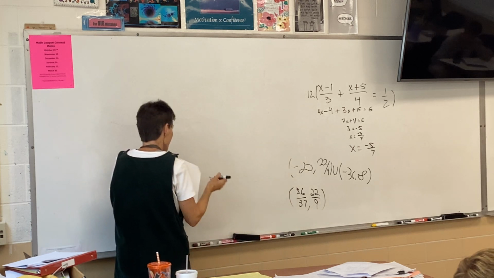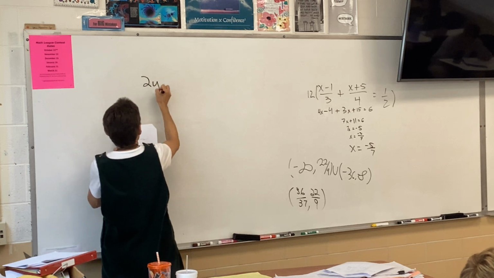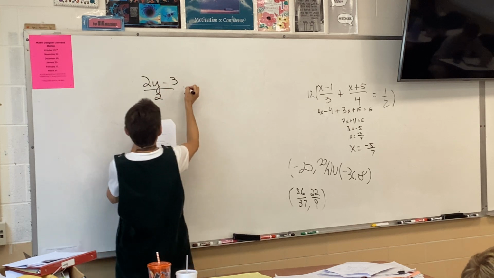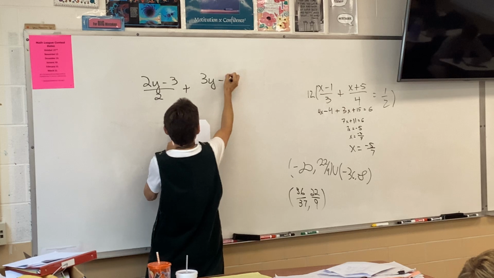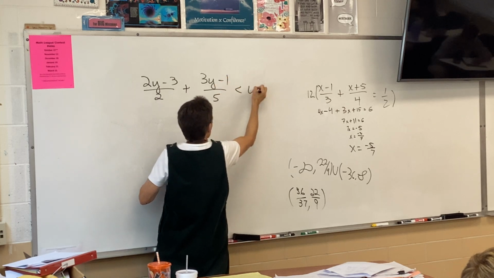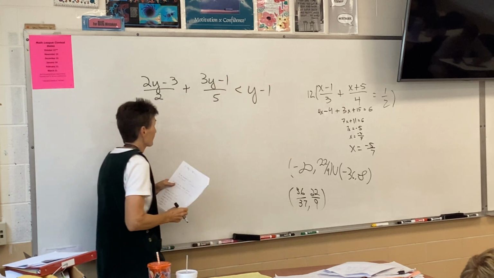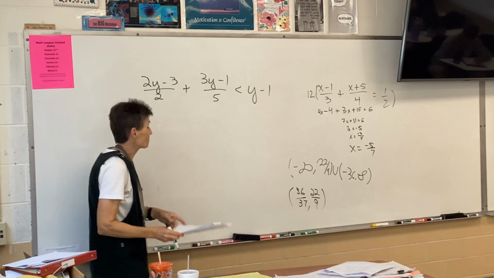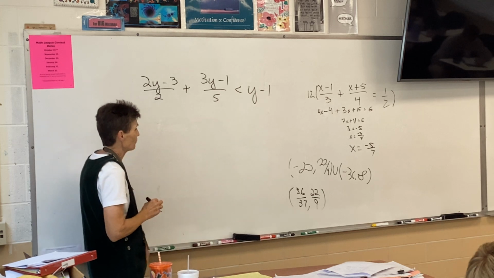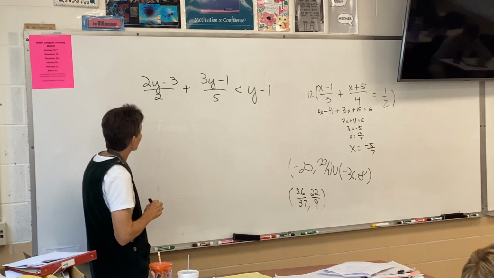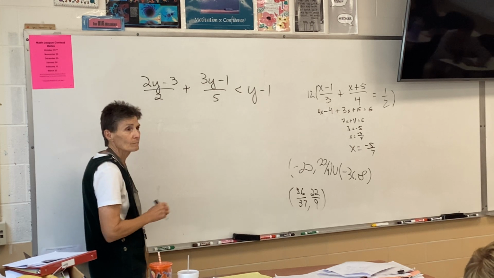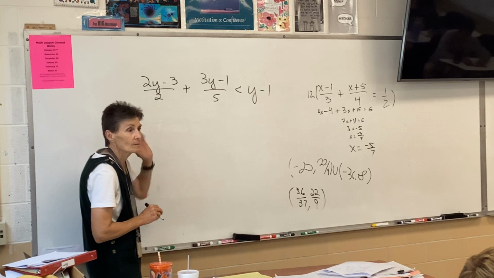Okay, so G, we have (2y minus 3)/2 plus (3y minus 1)/5 less than y minus 1. Okay, this was easy after Fred. Fred had the big one. So what would you like to do? Alex? Multiply by 10. I would.